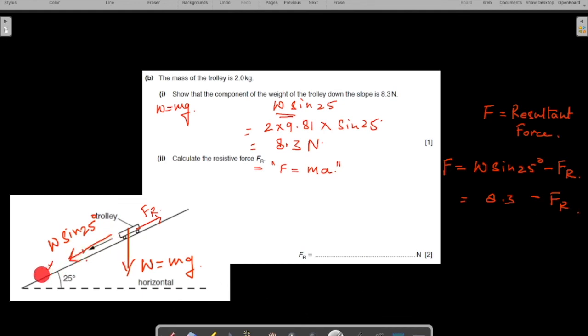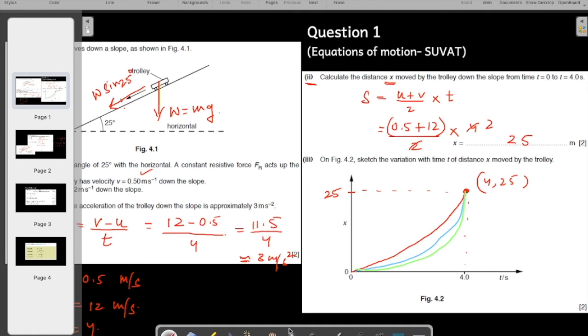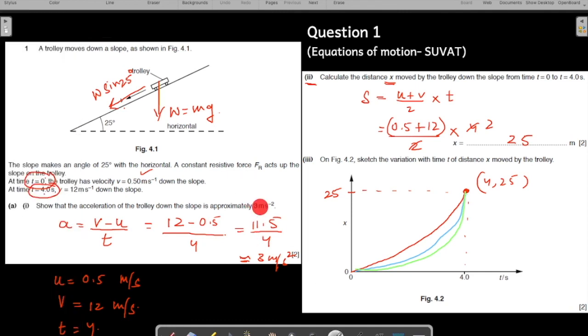This force, which is 8.3 newtons, minus Fr. Why minus? Because they are in the opposite direction, so you subtract them to find the resultant force. Let us input the values in the equation now. So what is F? 8.3 minus Fr. Mass is how much? 2. And acceleration is how much? We have already calculated it in the previous question. How much was the acceleration? 3. The acceleration was 3.